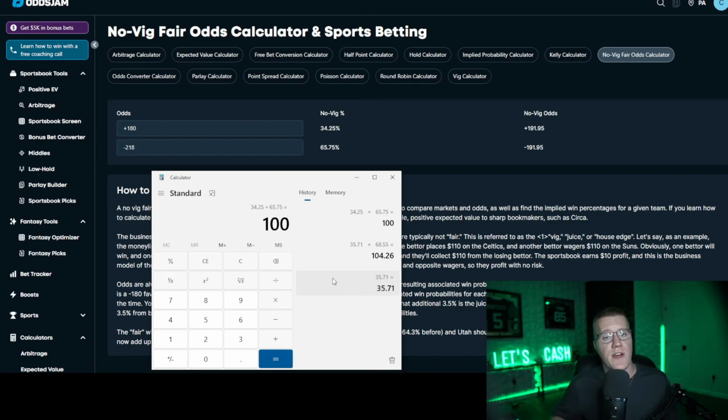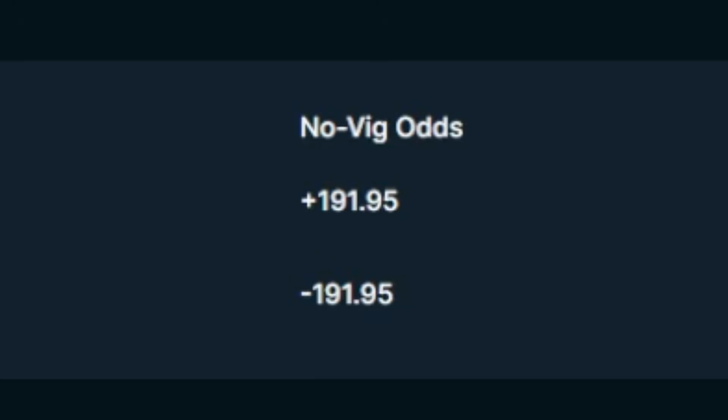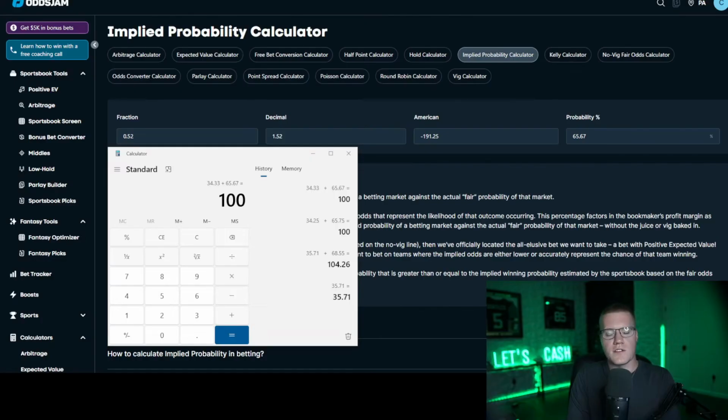And as you can see, when you add up both those percentages, you get 100%. And on the far right, you can see the no vig fair odds in American odds. So now by removing the vig from both sides using the no vig calculator, you can put it back into the implied probability calculator and see that the probability percent equals 100%.